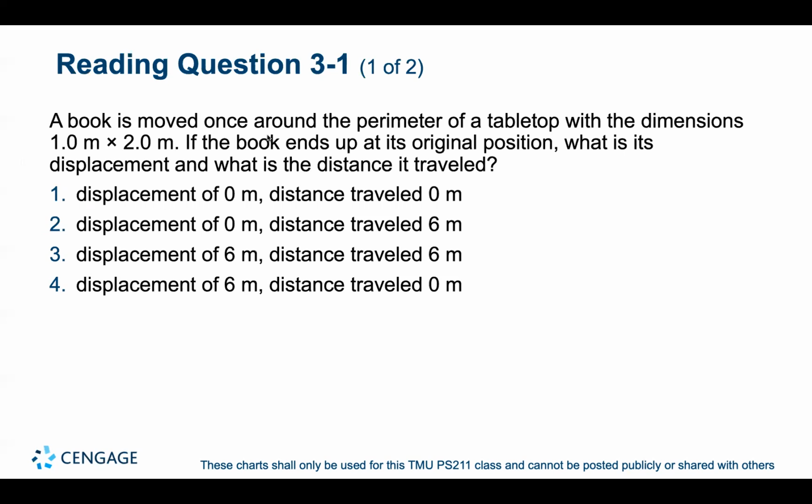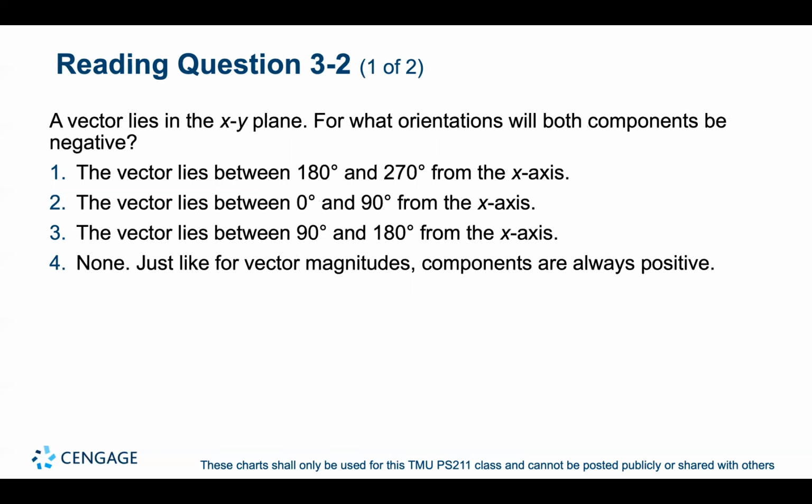So a book is moved once around the perimeter of a tabletop with the dimensions of 1 meter times 2 meters. If the book ends up at its original position, what is the displacement and what is the distance traveled? And so this is where you get this interesting set of thoughts. Remember, displacement versus the distance traveled. These are two different parameters. And so we're talking in two dimensions. And so the displacement, since it's back to its original position, is 0. But since it's traveled the dimensions of this table, and we know what the dimensions of the table are, we can figure out what that is. So hopefully that's fairly straightforward.